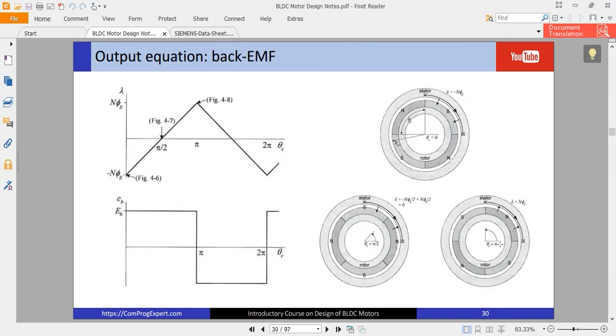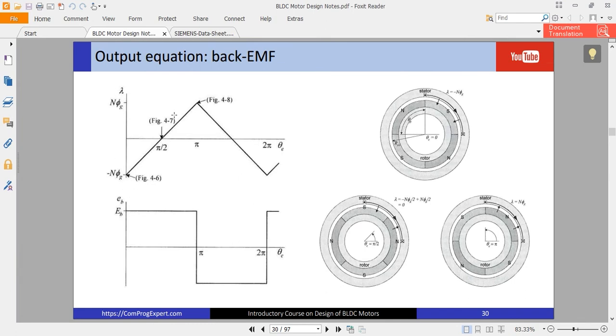Anyway, if we rotate the rotor by 90 electrical degrees, as you can see here, the flux in front of this coil is equal to 0, because half of the coil span is in front of the North Pole and the other half is in front of the South Pole. So the net flux linkage is 0. As you can see here, lambda is equal to minus N phi_gap divided by 2 plus N phi_gap divided by 2 at this point. Okay, this is flux linkage.